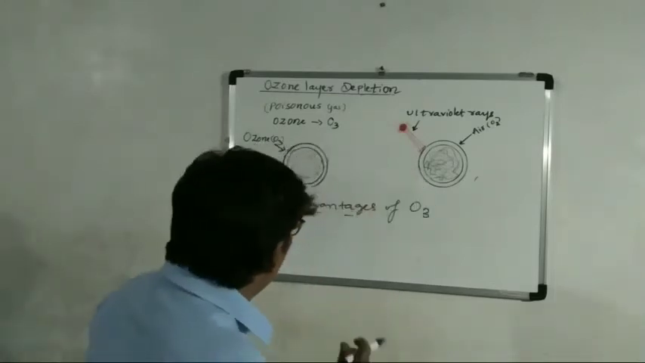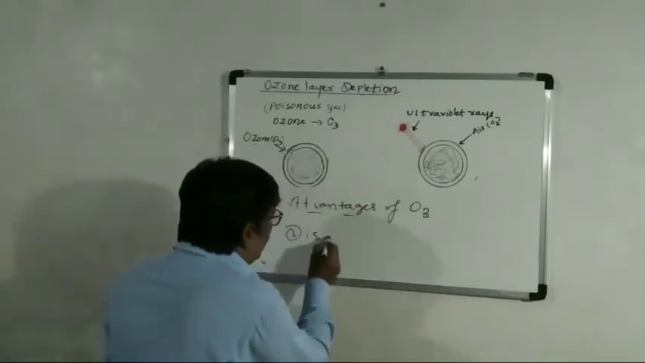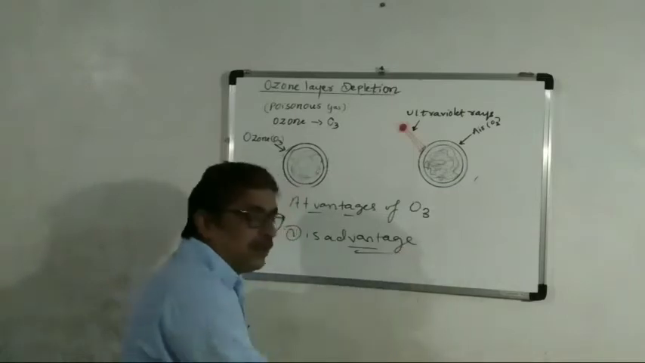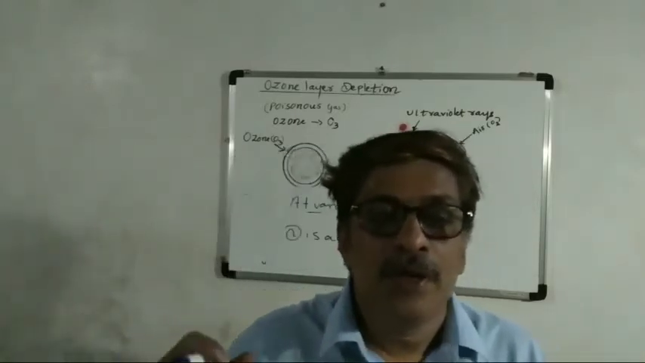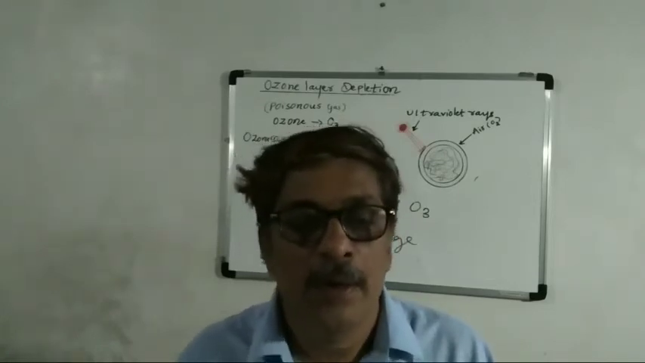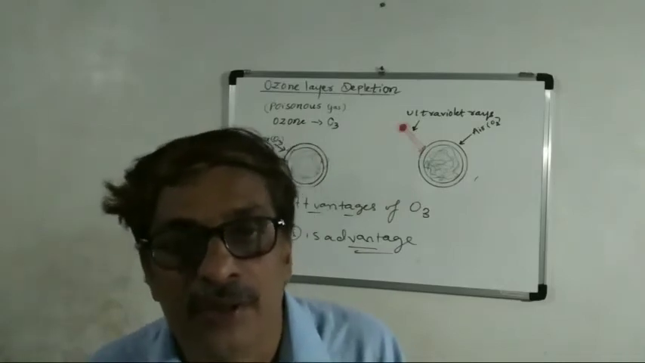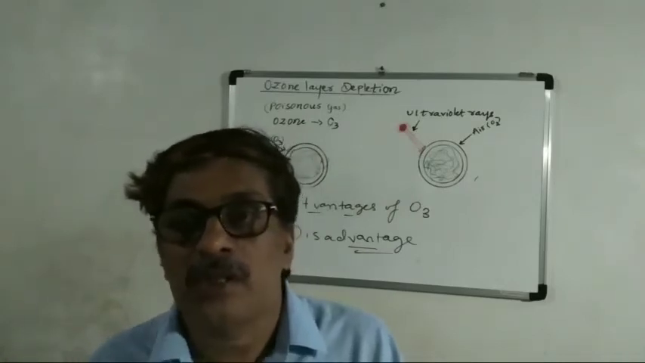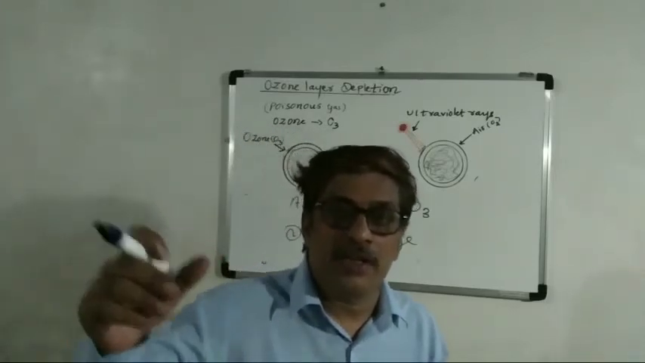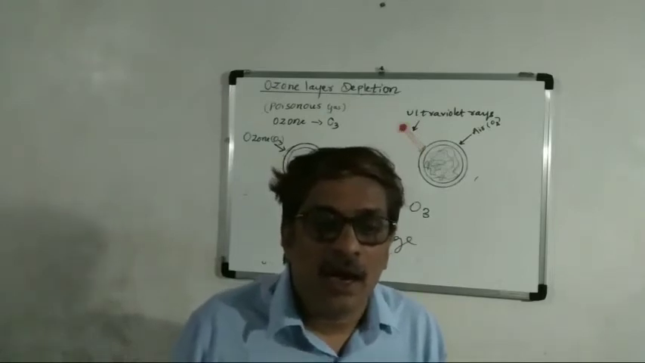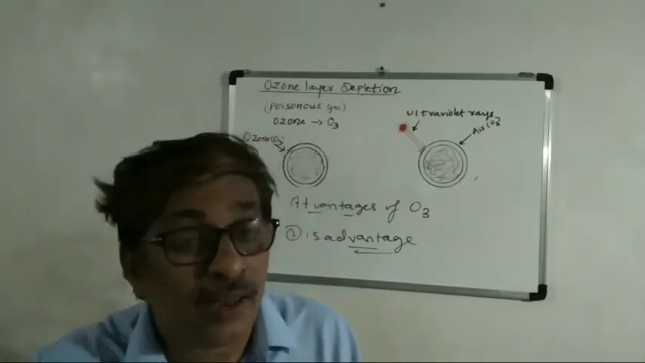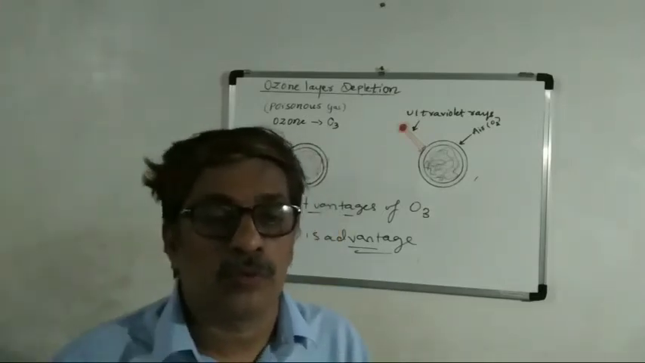And what is the disadvantage? Ultraviolet rays can destroy plants. They cause skin cancer. They cause disorders of the eyes, or cataracts. And also, they reduce immunity in our bodies. So these are the disadvantages of ultraviolet rays.